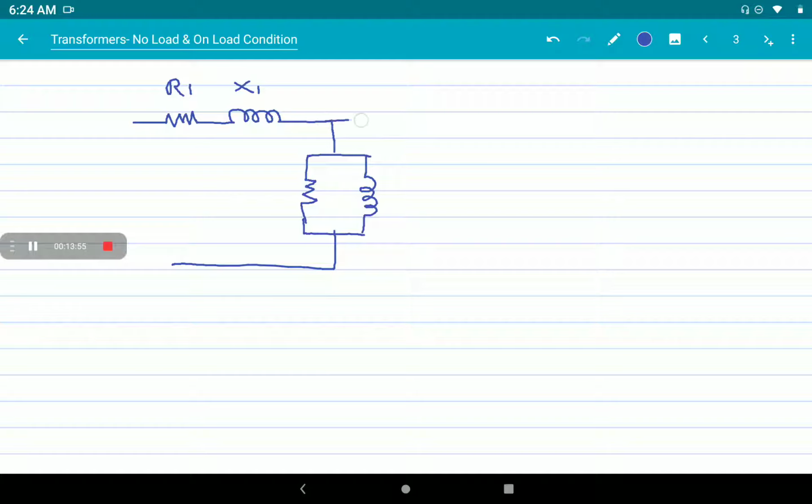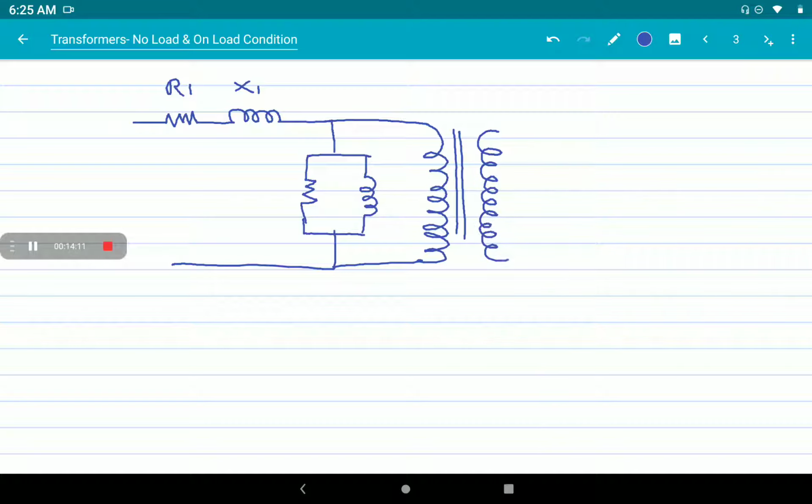Okay, and the ideal portion of the winding I just represent like this. The core is there, the property of the core is shifted to here, and the ideal transformer winding I again represent here. The secondary winding will also have resistive property, winding resistance and winding reactance. So practically there will be R2 and X2.